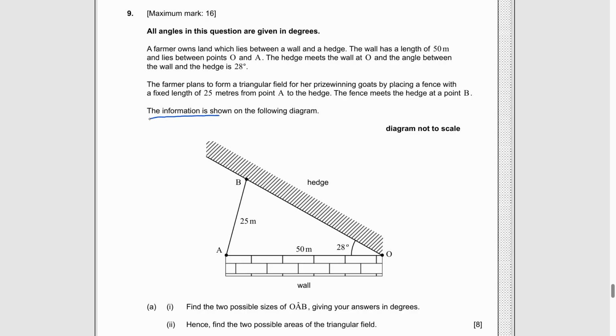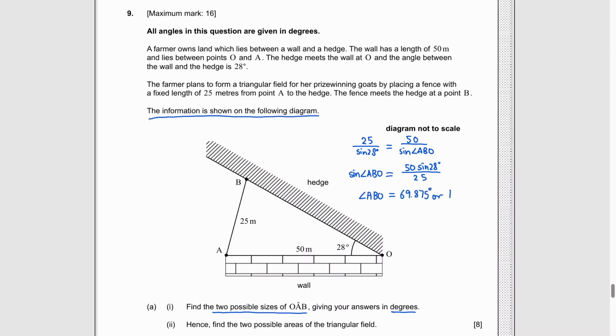Question 9. We have a triangle, and we want to find the two possible values of angle OAB. Since we don't have angle OAB and its opposite side, we first apply the sine rule to find angle ABO. By setting up the equation and solving, we find the two possible values for angle ABO, 69.875 degrees and 110.25 degrees. Then, using 180 degrees minus these two angles of ABO and also subtracting angle AOB, which is 28 degrees, we get the two possible values of angle OAB.